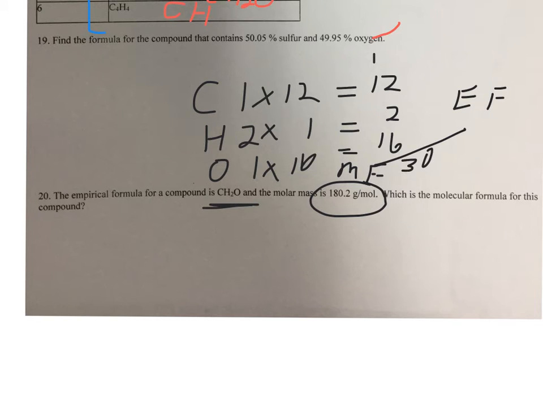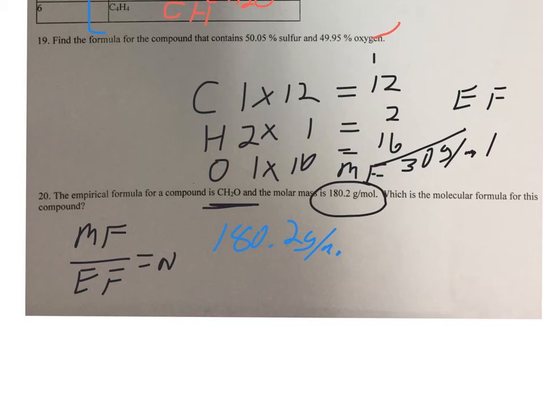So my molar mass here is grams per mole, and that's 30, right? Remember that your formula is your molecular formula divided by your empirical formula, and that's going to give you your N. So 180.2 grams per mole divided by the 30 grams per mole is going to give you your N. Go ahead and get a calculator and do that real quick. What did you get? 6.0? So just 6, right?